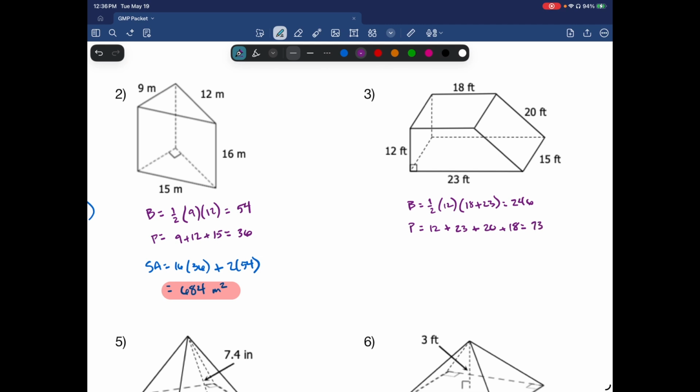All right, and then surface area is your depth. How far is one trapezoid away from the other? Well, that's 15. So 15 times your perimeter, 73, plus 2 times your base area, so 2 times 246. That's going to give you 1587 feet squared. Okay, so with prisms, you need 2 base areas. You have cones or cylinders, you need 2 base areas. But when you get to pyramids, you're going to need 1.